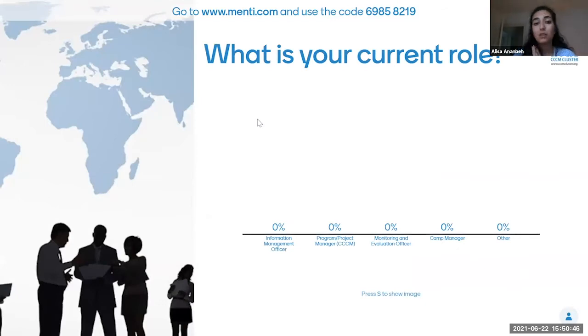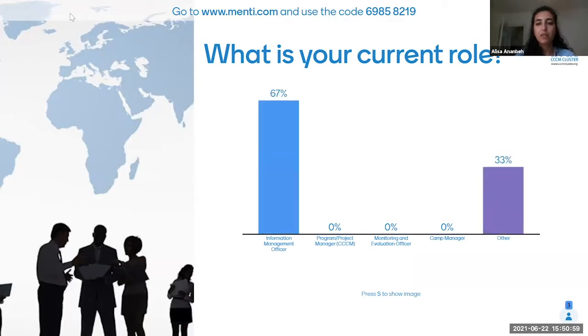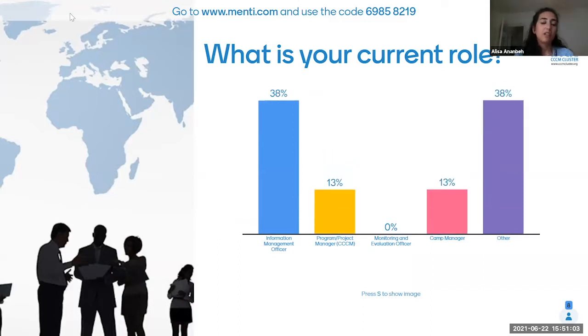So the first question that we are asking you is, what is your current role? Are you an information management officer? Are you a program project manager for CCCM? Are you a monitoring and evaluation officer? Are you a camp manager, or something else that is not related to any of those three options?